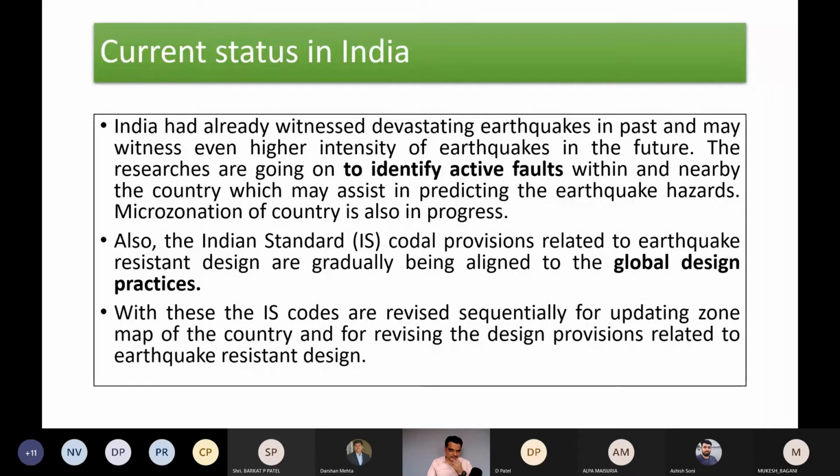Okay, and parallelly, as we saw in one of the previous slides, Indian standard codal provisions are also gradually being aligned to the global design practices. The typical design cycle of any Indian standard is in a range of 10 to 15 years. So when the Indian standard is revised, the accumulated intelligence of the global or the other parts of the world within that 15 years is getting transferred into our codes. With this, the Indian codes are revised sequentially for updating zones as well as for revising the design provisions.